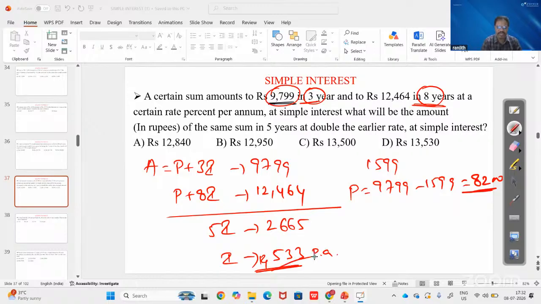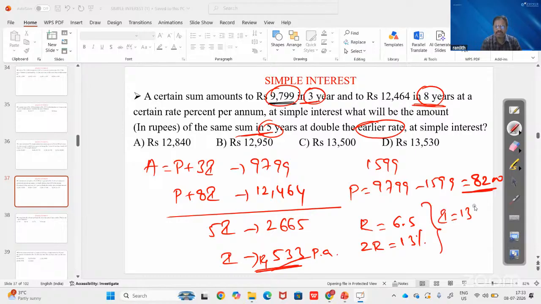What is the rate of interest per annum? So 533 divided by 8200 will be equal to rate of interest 6.5. Finally, what it is saying is that after 5 years we need to find out the amount. So interest rate will be double. So 2R will be equal to 6.5 into 2 equal to 13 percentage. Number of years equal to 5. So that will be equal to I equal to TR, 13 into 5 is equal to 65.